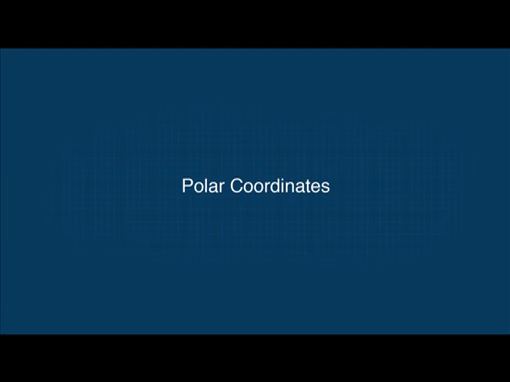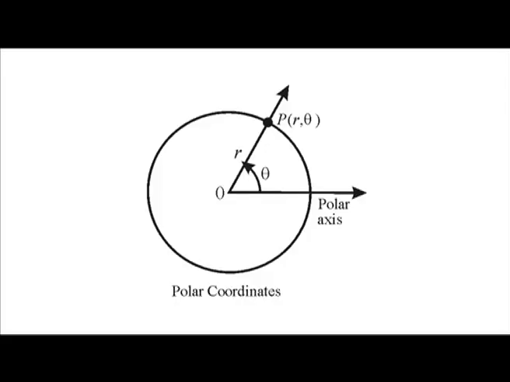Now we discuss polar coordinates. Polar coordinates are used to locate a point in a plane. To define polar coordinates, we fix a point O called the pole or origin and a ray emanating from O called the initial ray or polar axis.